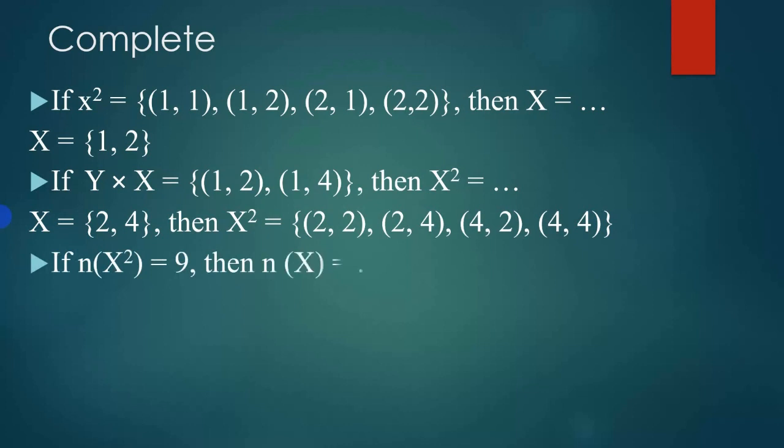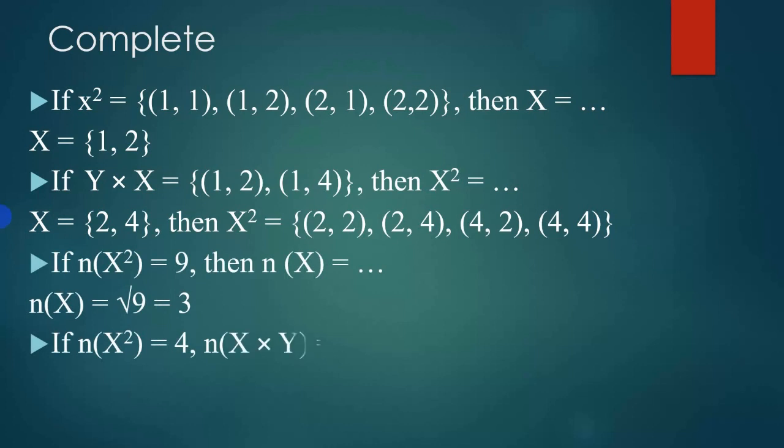Another example. If n(X2) equals 9, then n(X) equals the root of 9, which is 3. If n(X2) equals 4, n(X cross Y) equals 6, then n(Y2) equals. By knowing that n(X2) equals 4, we can conclude that n(X) equals 2. Number of elements of the set X is 2.